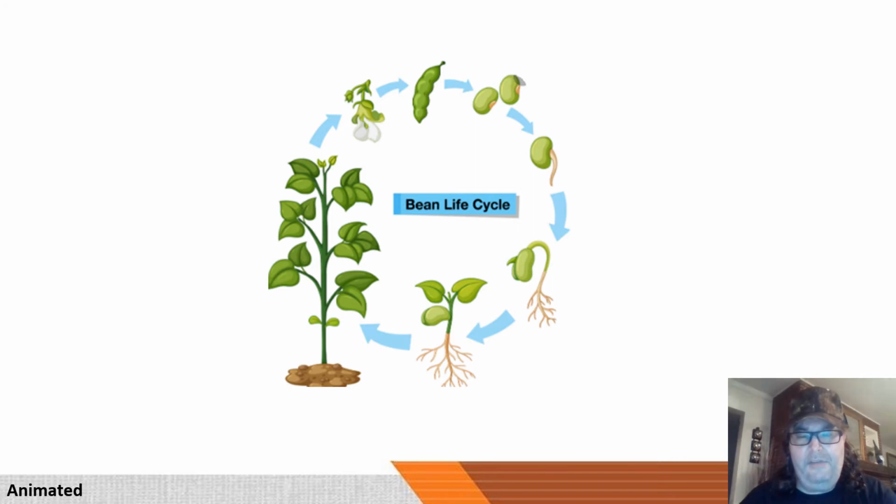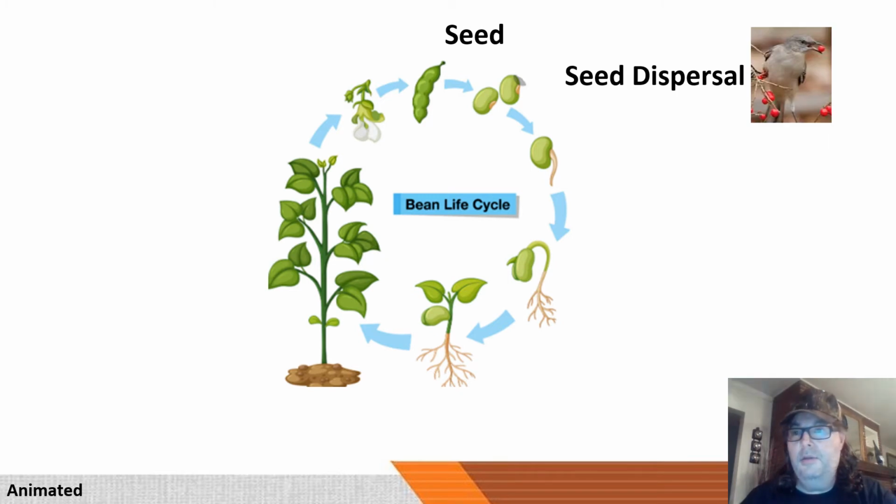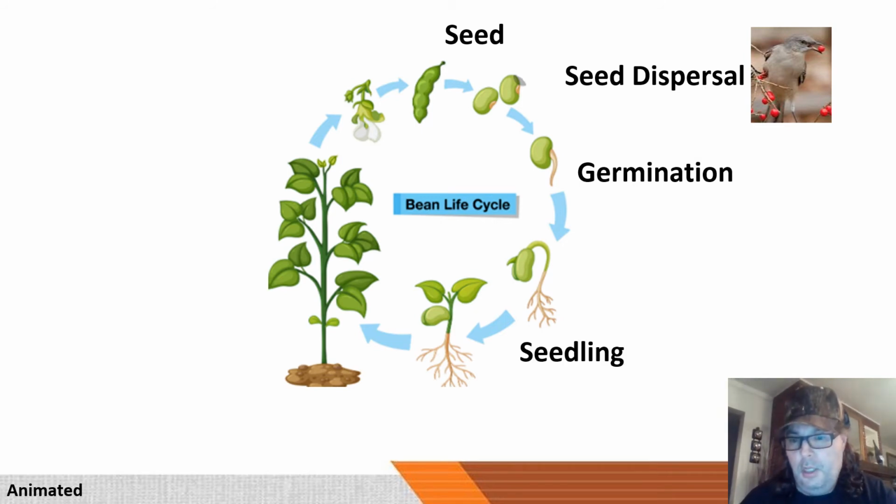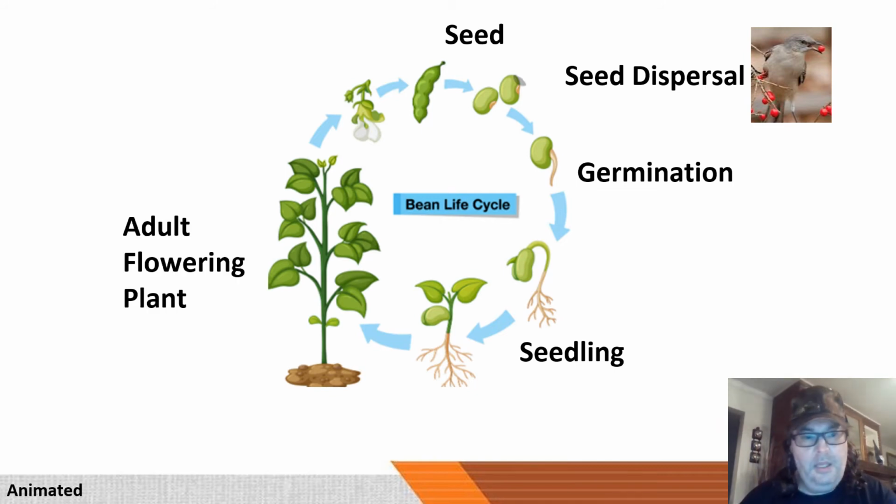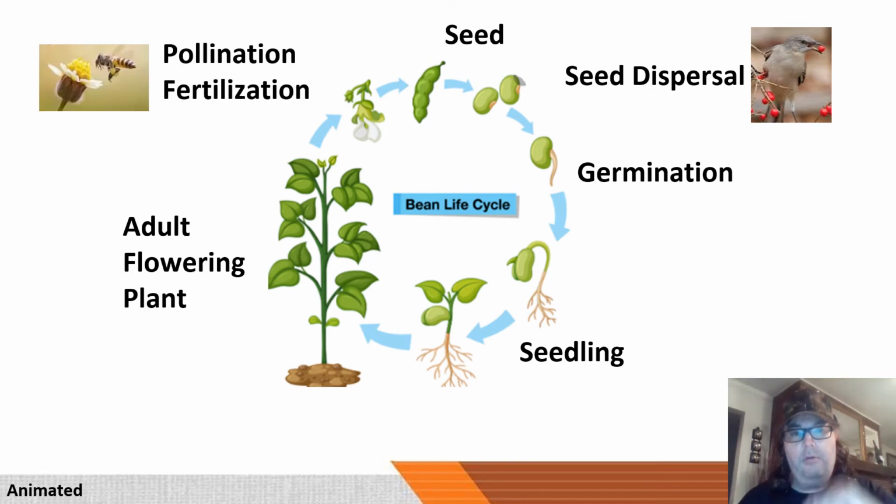Okay, bean life cycle. Seeds, germination, seedling, adult. Here we go. Seed at the top there. Seed dispersal, seeds are moving. A bird carries them. Germination, it moves around, starts to grow. The little pod there grows. Seedling, grows the stem, the roots, and adult flowers. It goes all the way back again to pollination and fertilization, how it moves to the next to get a seed.